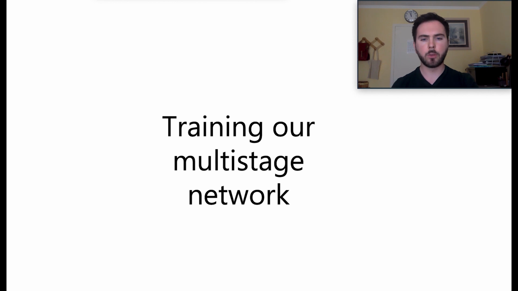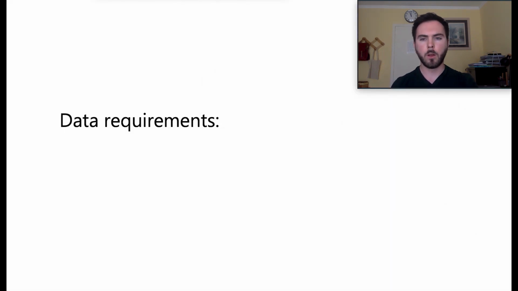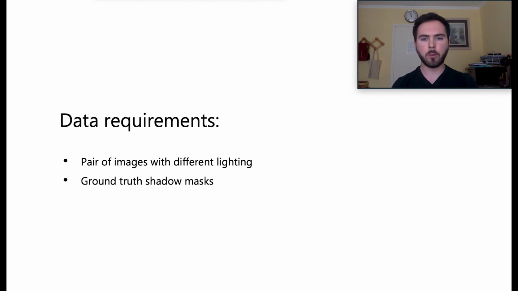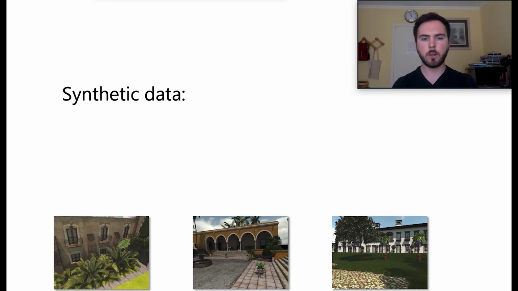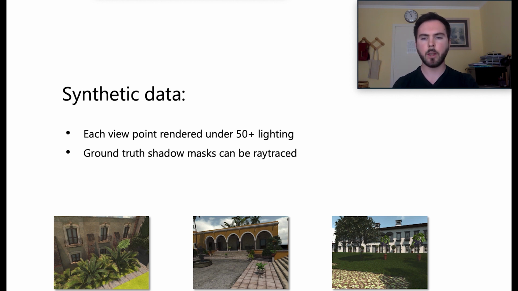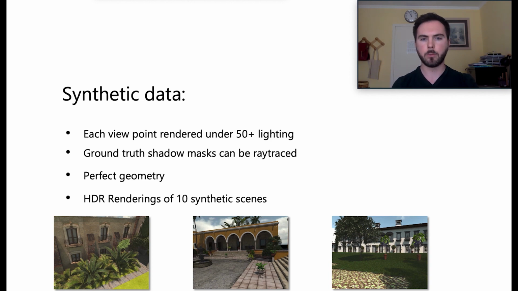How do we train our multi-stage network? In terms of data, we need pairs of images with different lighting. We need ground truth shadow masks for the intermediate supervision. We need geometry and multi-view datasets. The natural candidate is to use synthetic data. We render each viewpoint of 10 different synthetic scenes under 50 different lighting conditions. We can get the ground truth shadow mask thanks to the ground truth geometry, because we have perfect geometry. And we can do HDR renderings, which is very convenient for data augmentation and simulating different tone mapping operators.